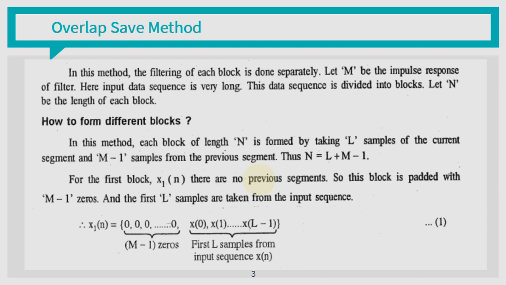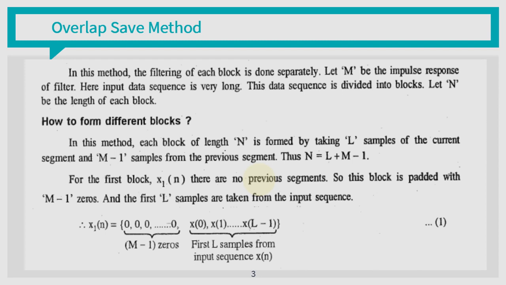In this method, each block of length L is formed by taking L samples of the current segment and M minus 1 samples from the previous segment. So the total length of the block will be N equal to L plus M minus 1.